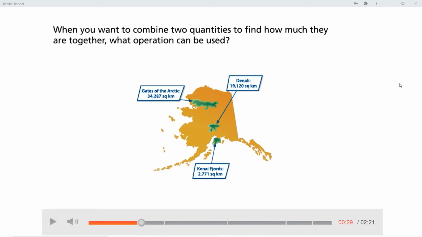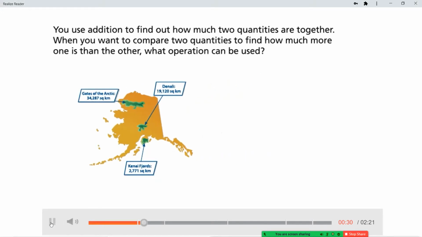So stop and think over here. When we want to combine or put together two quantities or two numbers, what operation do we use? Do we add or do we subtract? Think about what you want to do here. If it's addition, we're putting pieces together, which is what they're asking us here. So for this particular question, we would use addition as our strategy. You use addition to find out how much two quantities are together.